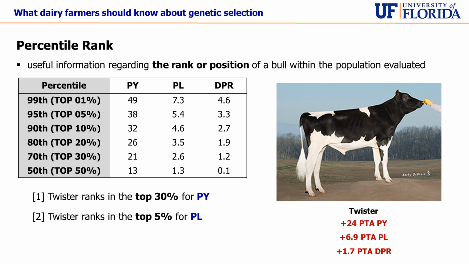For productive life, for example, with a PTA of 6.9, we can go there and see that 6.9 is higher than 5.4, but is below 7.3, so we consider that Twister for productive life is actually in the top 5% of the population. Let's say that we care about daughter pregnancy rate. Let's see how this bull ranks with 1.7. Well, Twister, it's okay, but it's in the top 30% of the population. Again, it's crucial to compare the bull that we are considering with the whole population using this percentile rank.